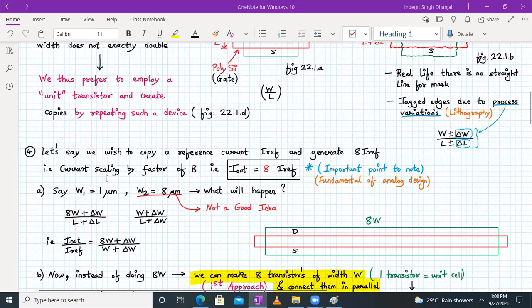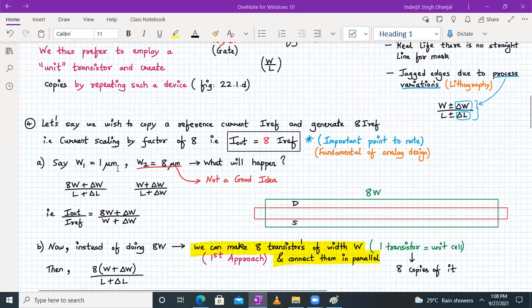So that means your current is scaling by a factor of 8. That means your I out will be 8 times I reference. Now, this is a very, very important concept to understand, and this is basically the most fundamental concept of analog design. Many people make mistakes over here.